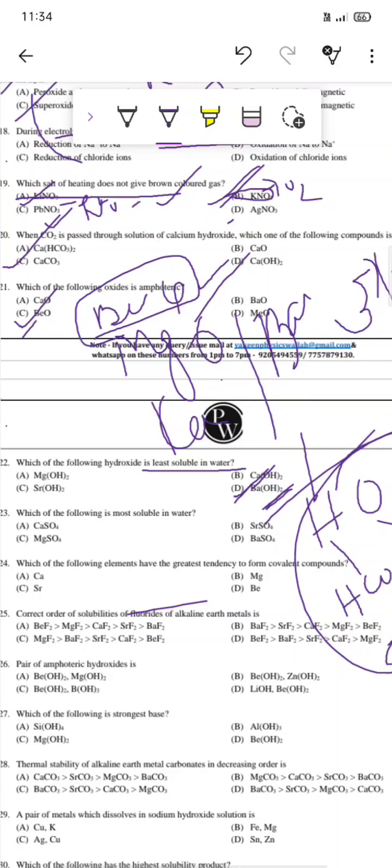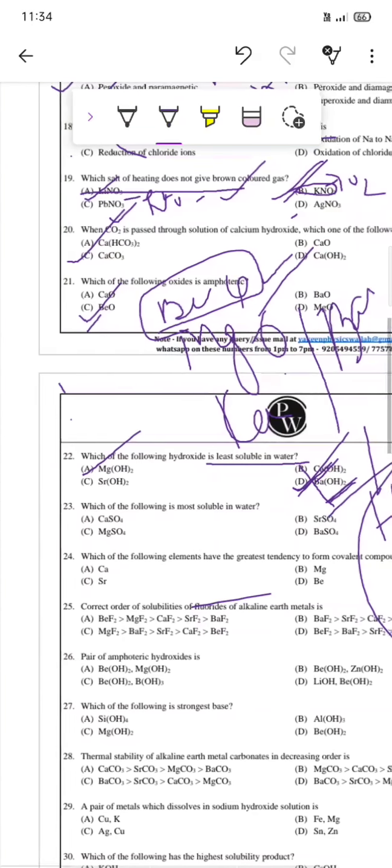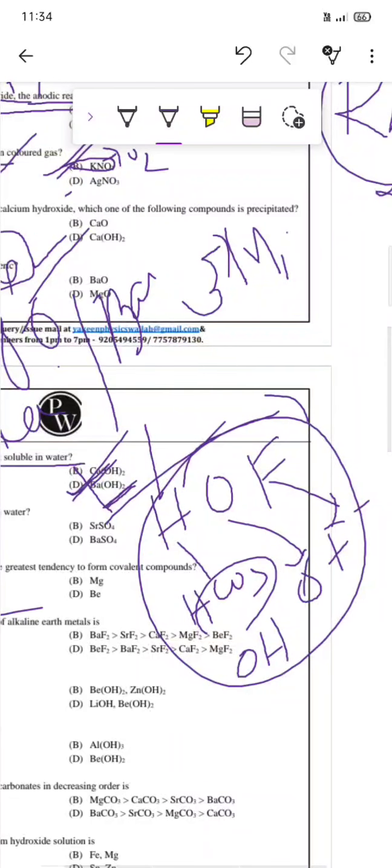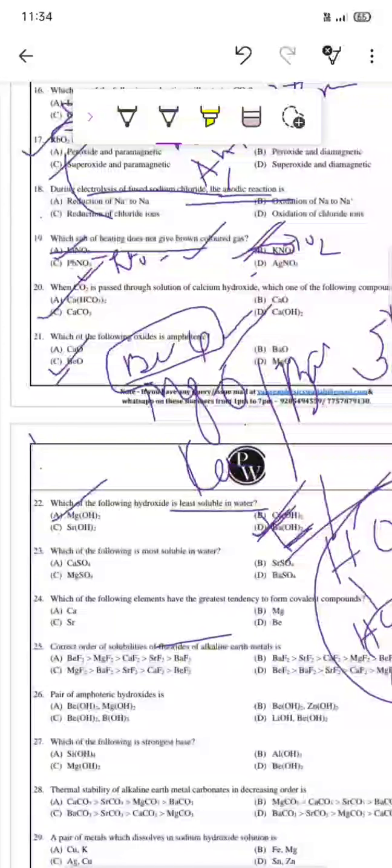Least soluble is A. Which of the following is most soluble? Most soluble is the Mg one. Except for carbonate, oxide, hydroxide, and fluoride, which decrease down the group, the rest increase, so the most soluble is again Mg, MgSO4. 23, answer C.